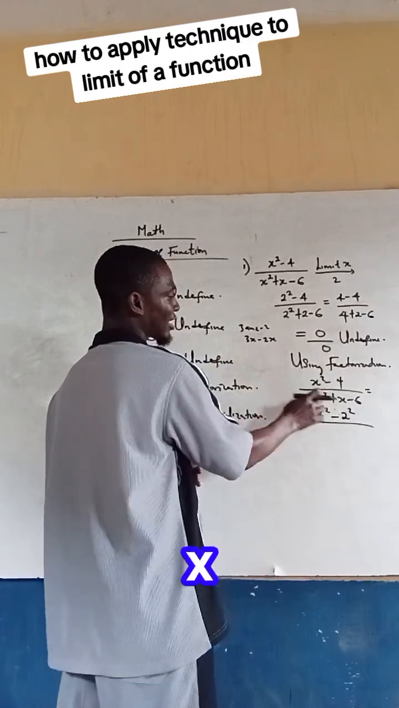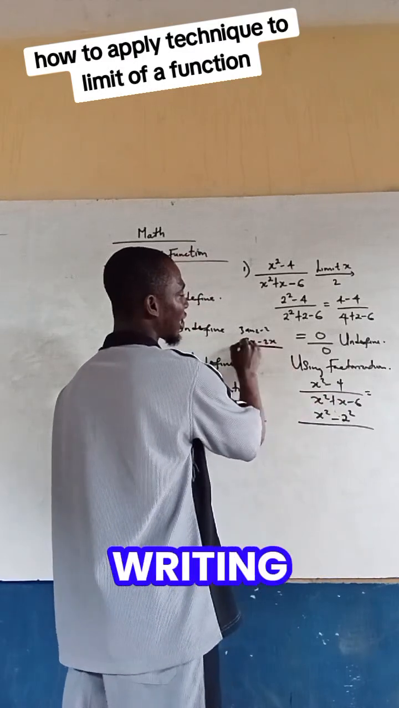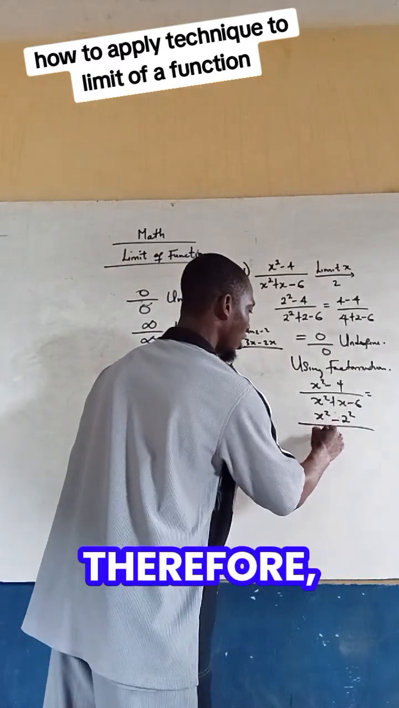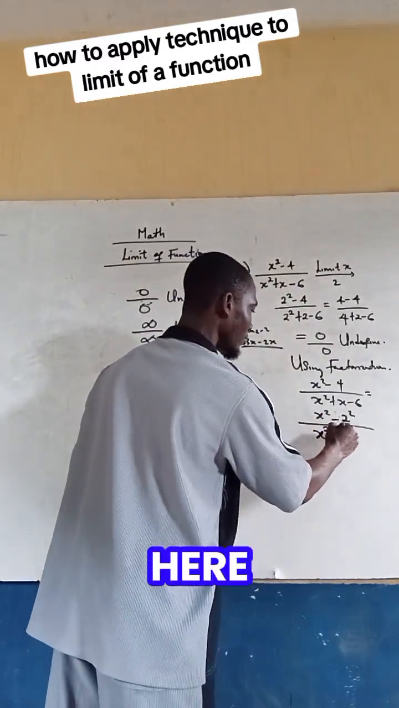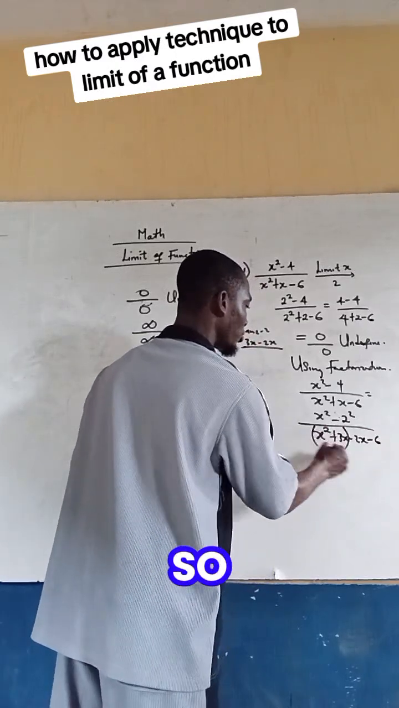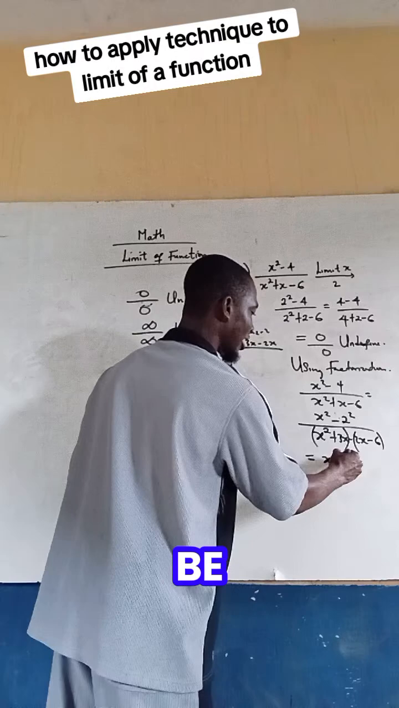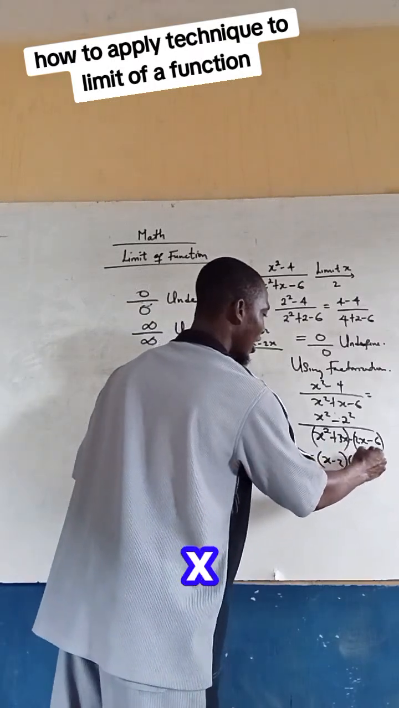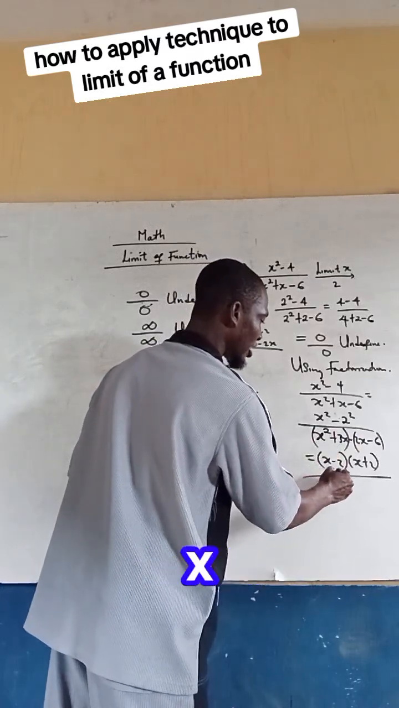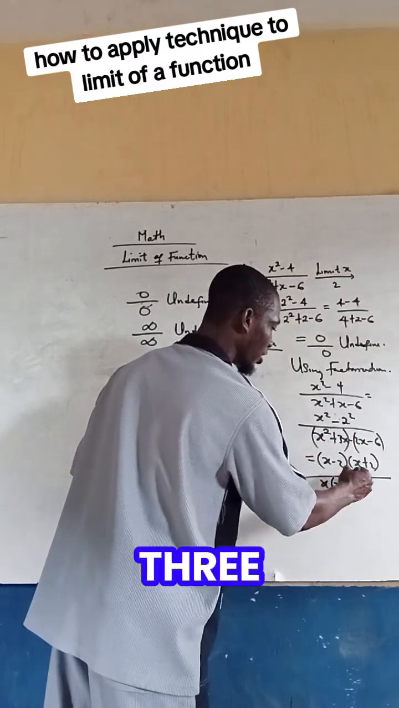3x minus 2x is the same thing as what? As x. So instead of writing x, I will write 3x minus 2x. Therefore, I'm having x squared plus 3x minus 2x minus 6. So put a bracket on it. The difference of two squared will be x minus 2, x plus 2, all over. x is common here, x plus, if I cancel x, I'm left with 3.